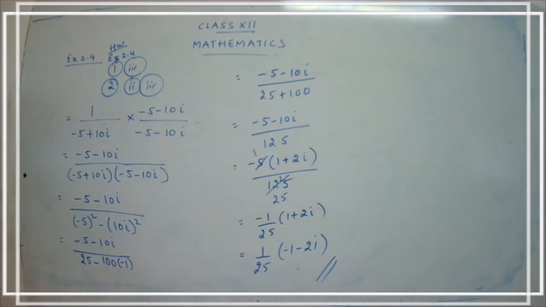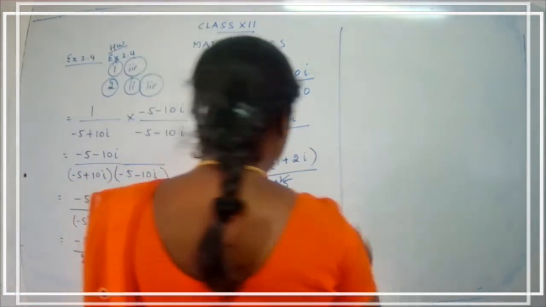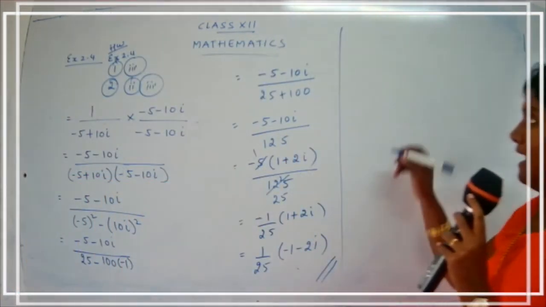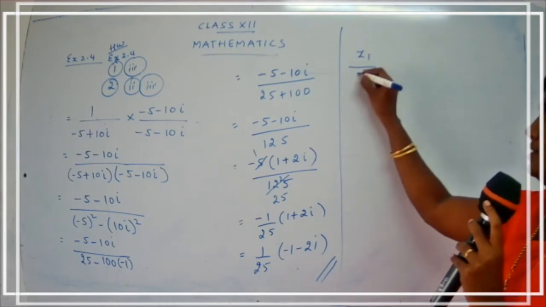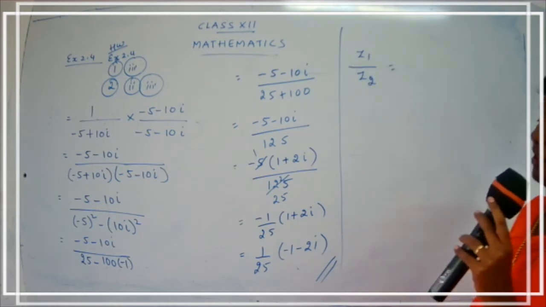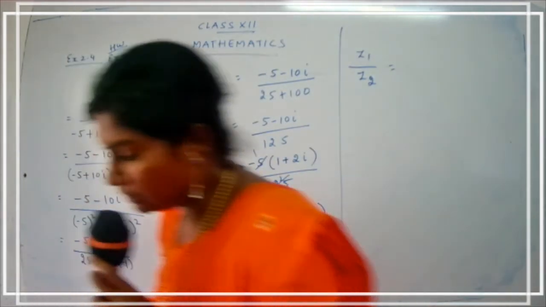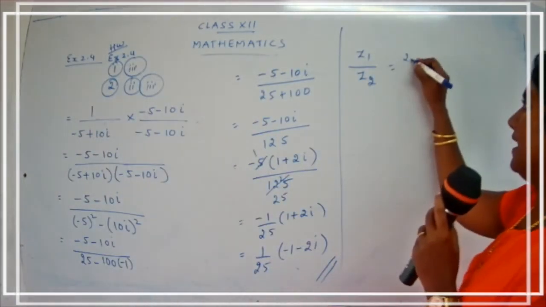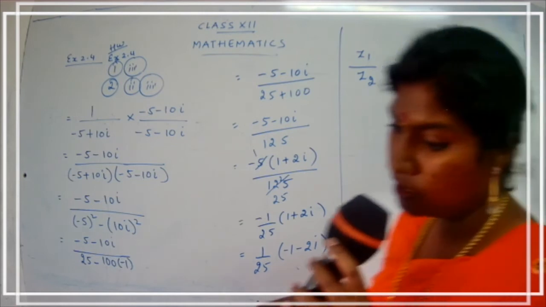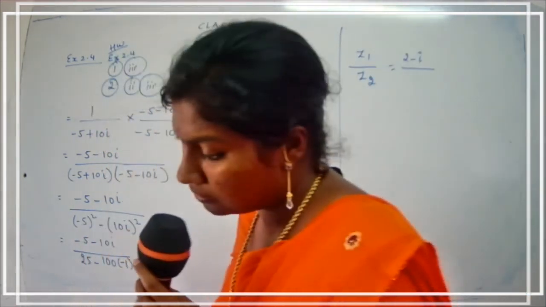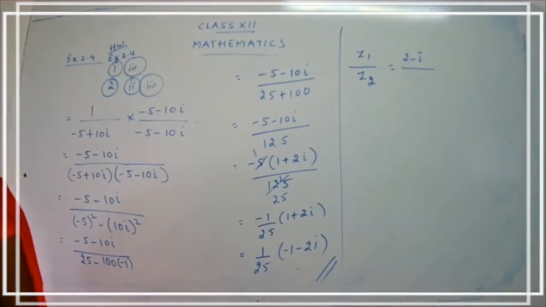Let's go for the second part. What is the second part given to you? Yes, you have to find out the inverse for z1 upon z2. So before finding the inverse, we have to find out z1 upon z2. Write down the value for z1, children. What is z1 given to you? Yes, 2 minus i. What is z2 given? Minus 4 plus 3i, yes.